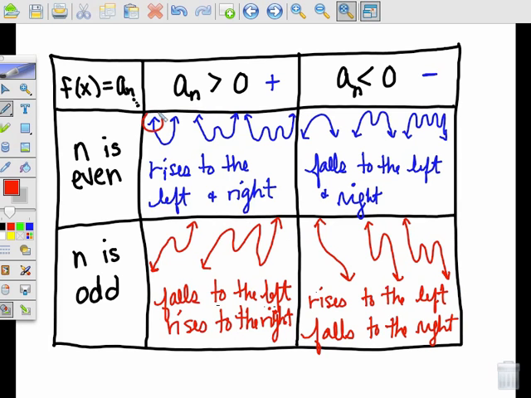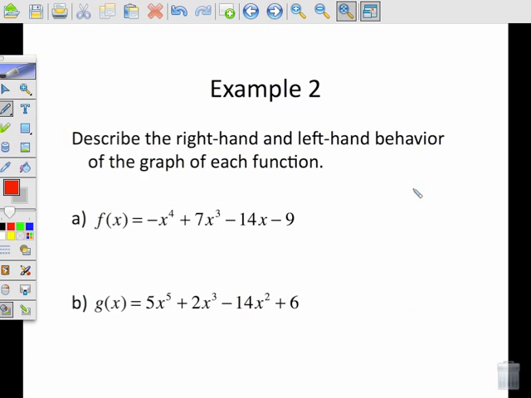All right, so those are called end behaviors because you're looking at what the ends of the graphs do. Where do the arrows go? Which direction do they go?